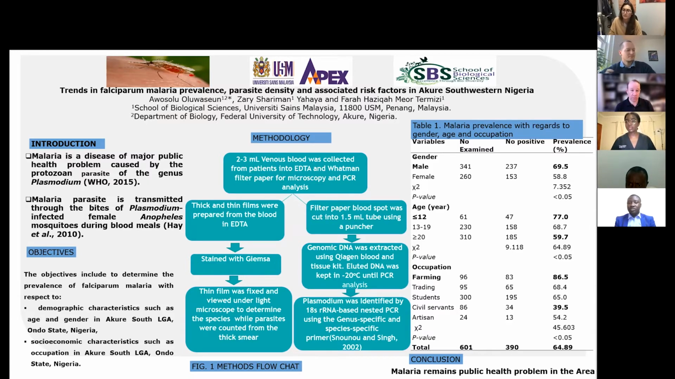So with this research, it is obvious and we can conclude that malaria remains a major public health problem in Akure South local government area of Ondo State. Thank you very much.